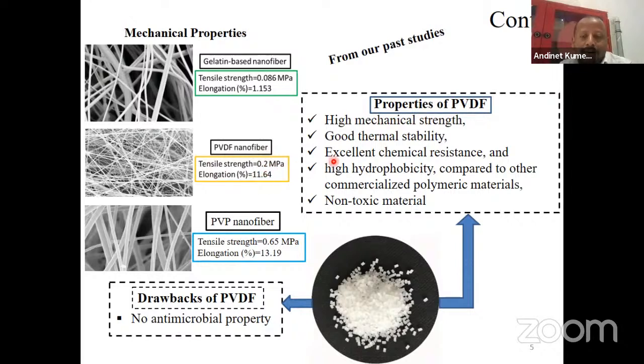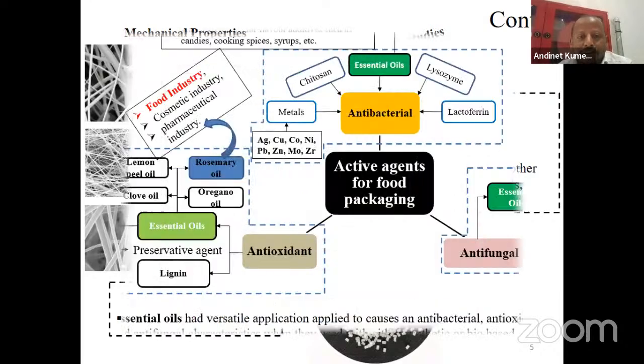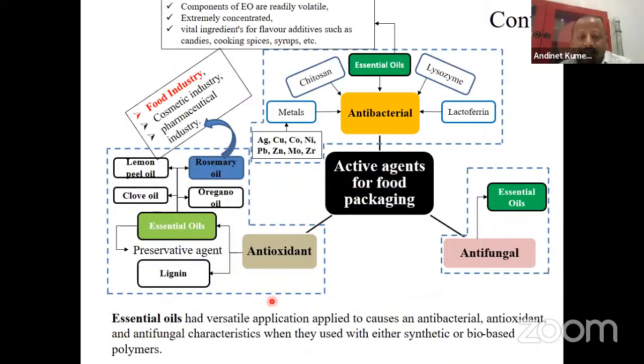It has good thermal stability. The chemical resistance is also high. It is non-toxic, which is very crucial for the packaging industry. But it has low antimicrobial property. So in order to improve its antimicrobial property, we try to use some active agents like metals, ketones, essential oils, lysozyme, and lactoferrin, which have antibacterial property.